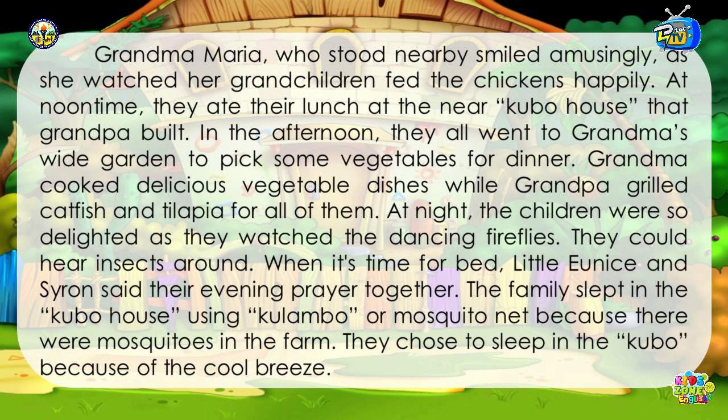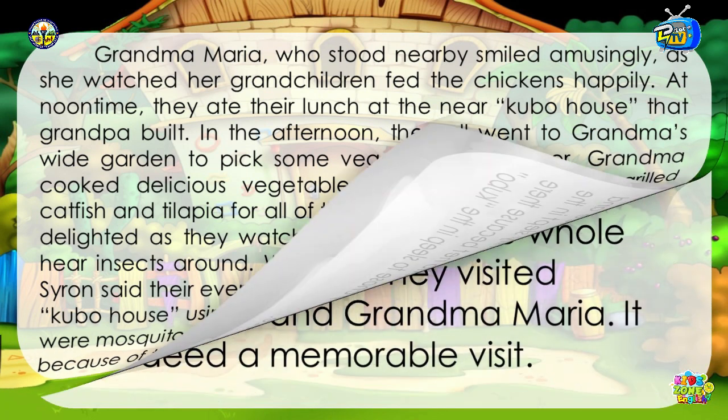When it's time for bed, little Eunice and Siren said their evening prayer together. The family slept in the kubo house using kulambo or mosquito net because there were mosquitoes in the farm. They chose to sleep in the kubo because of the cool breeze.